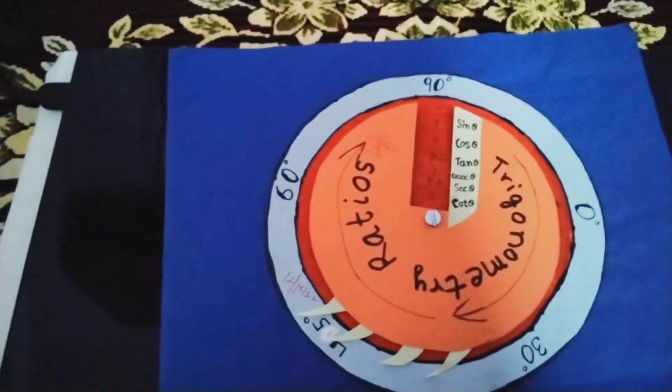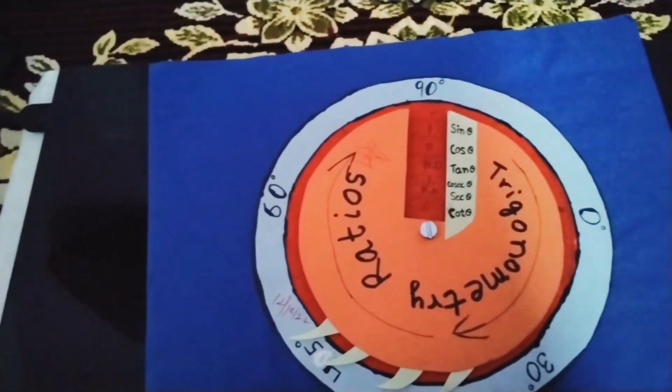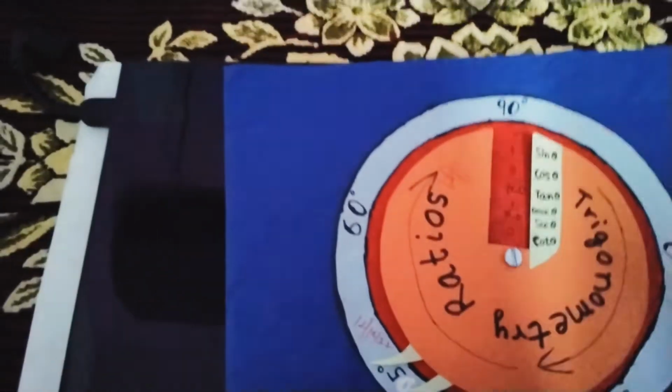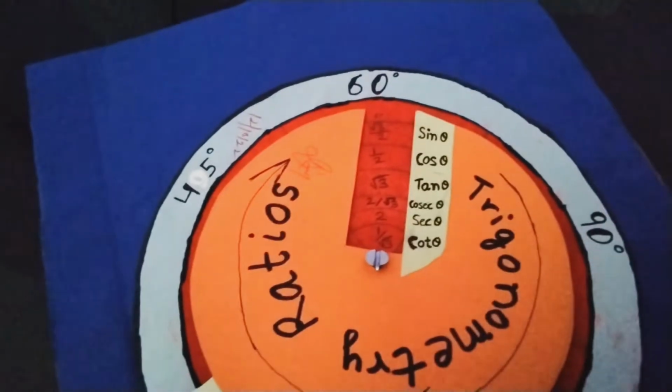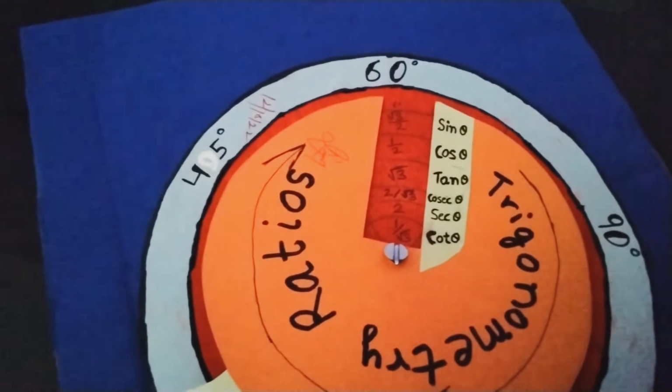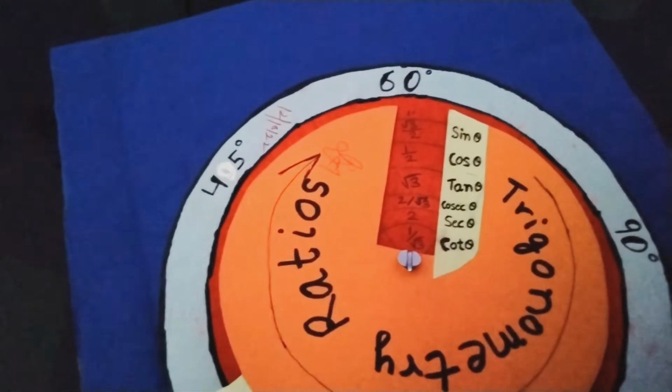Then if you want to find out another value, we can find out the value of tan 60 degree. So we will rotate this towards 60 degree. So here we can see the value of tan 60 degree is root 3.